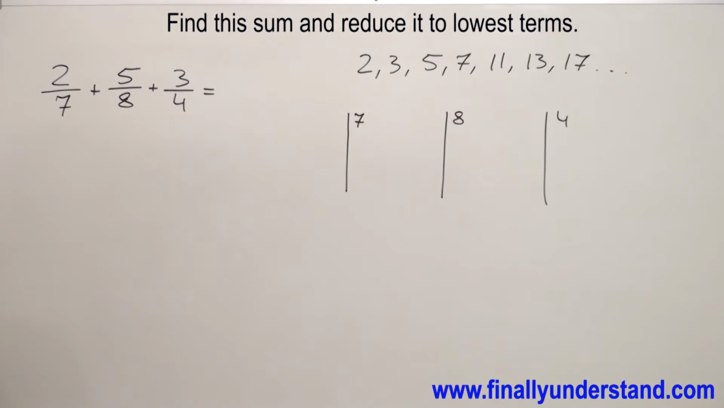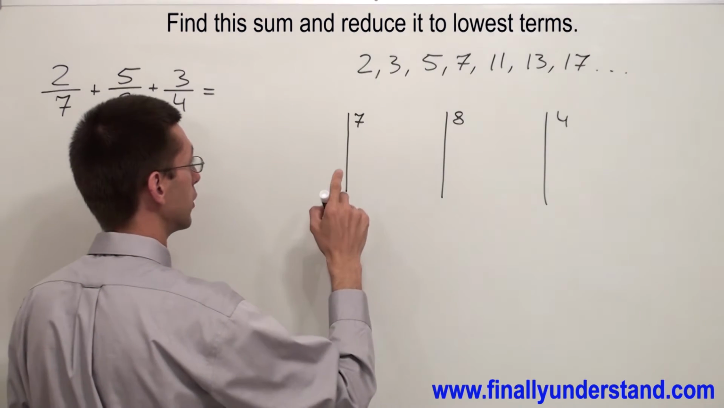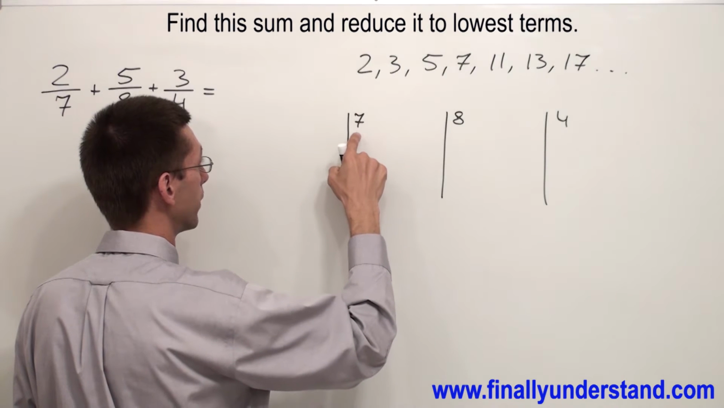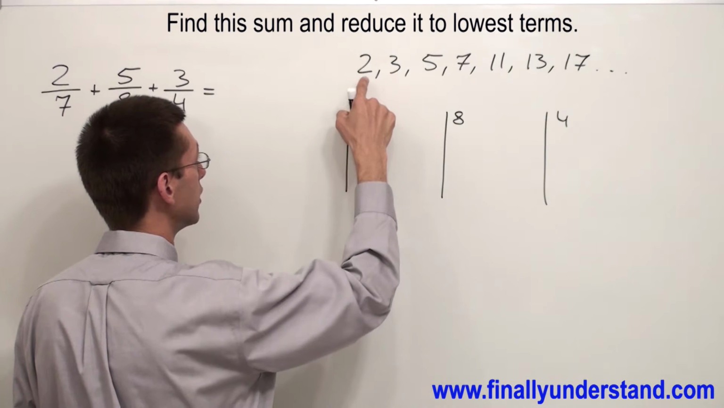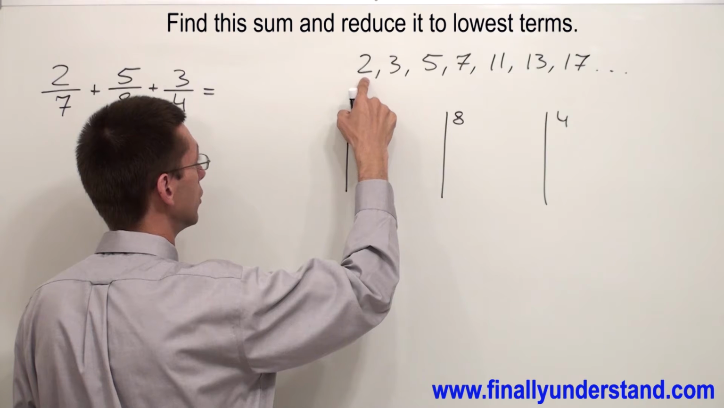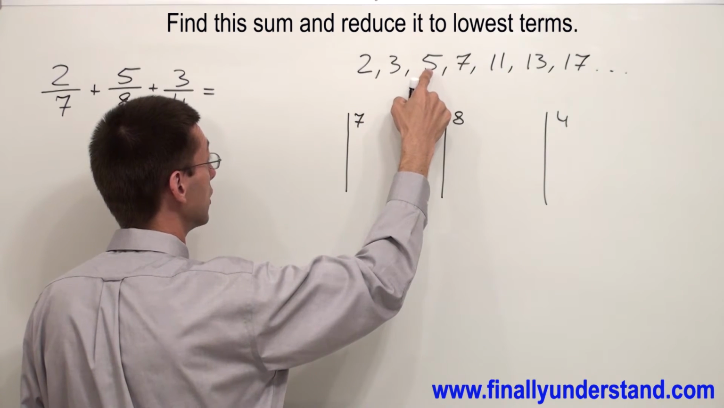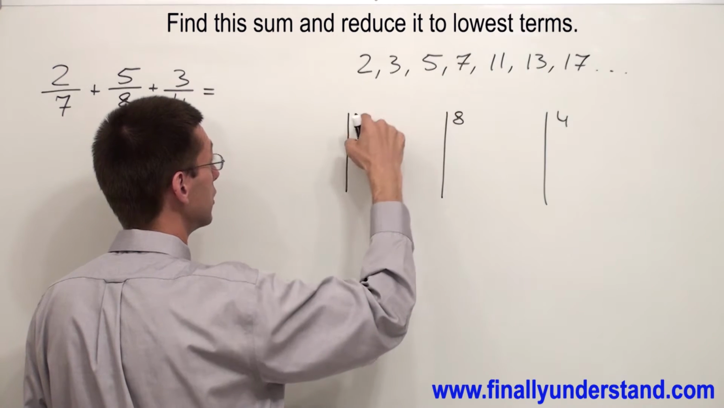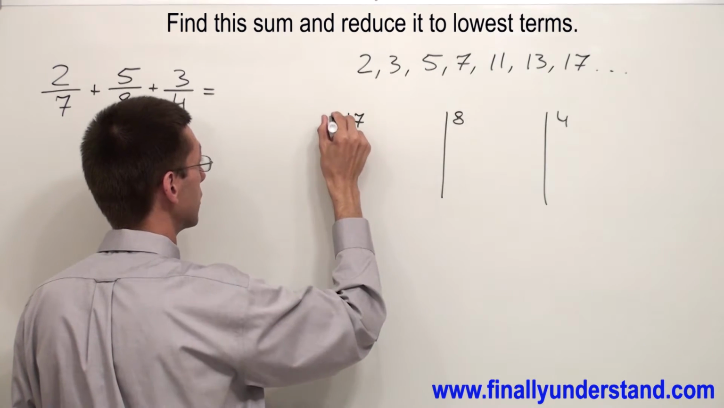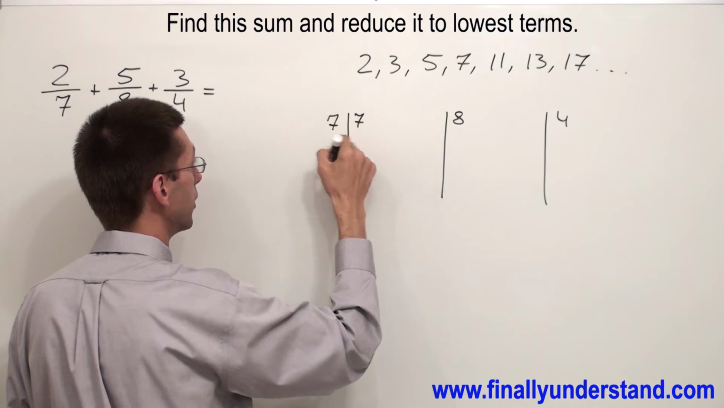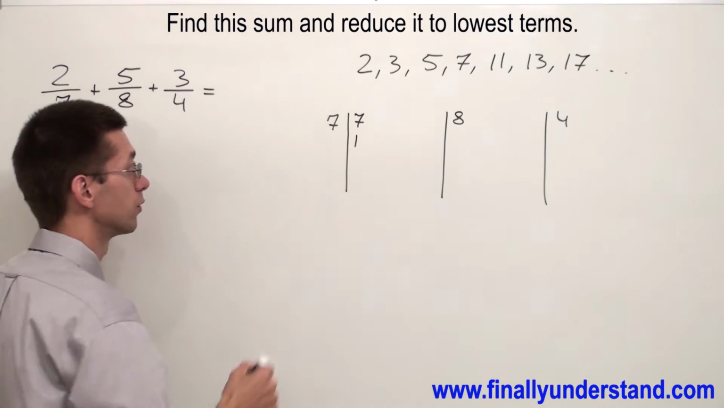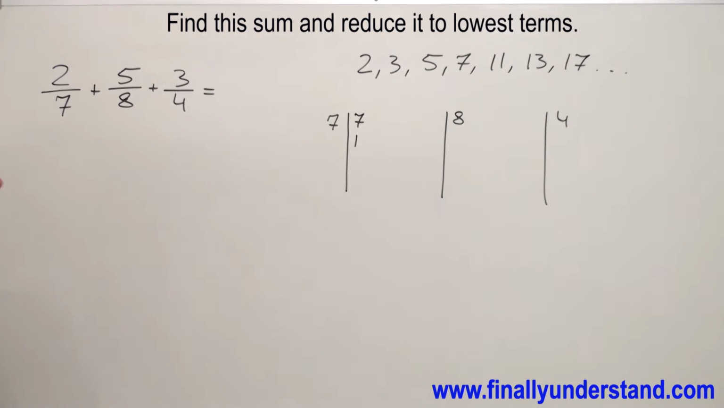Divide each denominator by the prime numbers. Start always from the lowest one. 7 is not evenly divisible by 2. It's not evenly divisible by 3. It's not evenly divisible by 5, but 7 is divisible evenly by 7. 7 divided by 7 is 1. We finished with the first denominator.